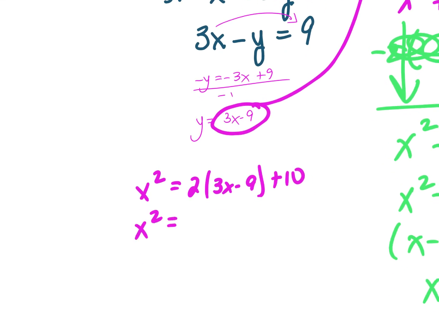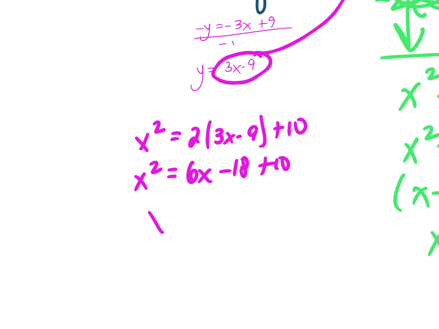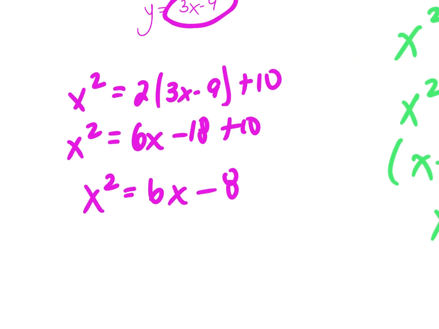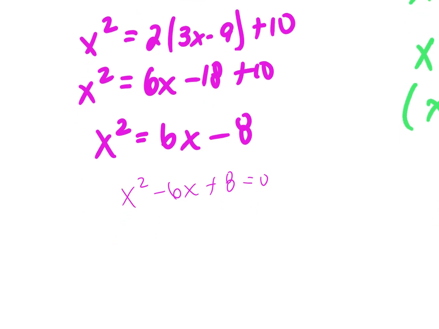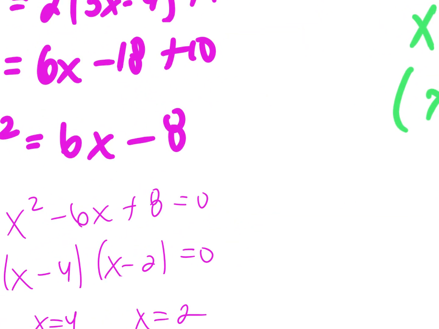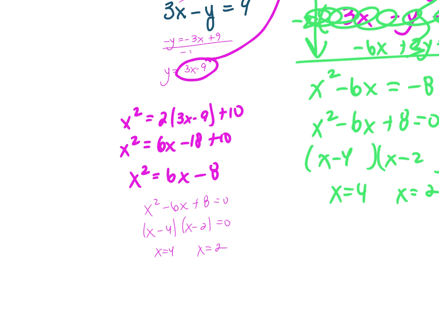X squared minus, what's 2 times 3? 6x. What's 2 times -9? Minus 18, equals 10. X squared minus 6x, what? Plus 8. Are we doing the exact same thing? Yes. X squared minus 6x plus 8 equals 0. So x minus 4, x minus 2. What's x equal? 4. And what's x equal? 2. So let's figure out what y is.